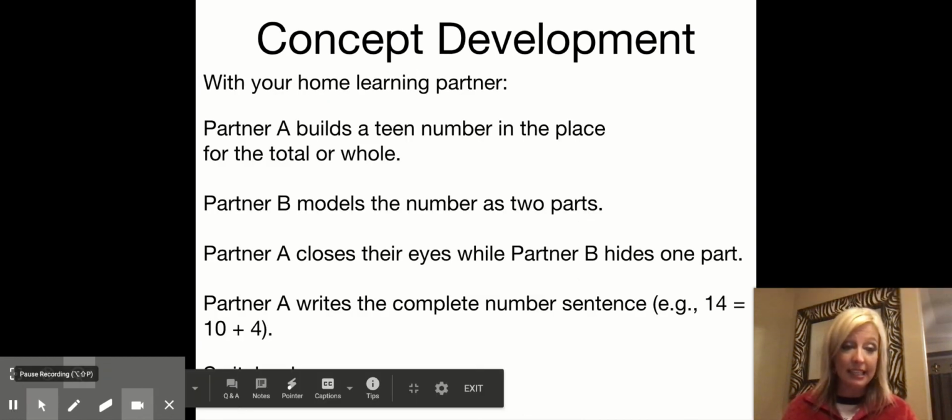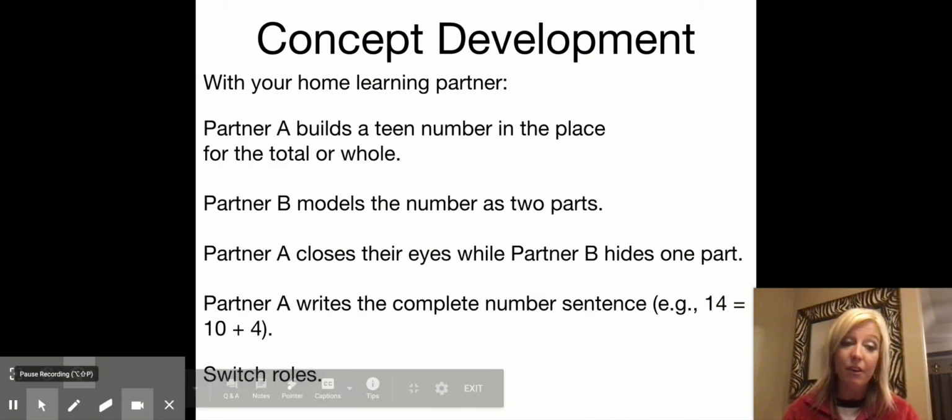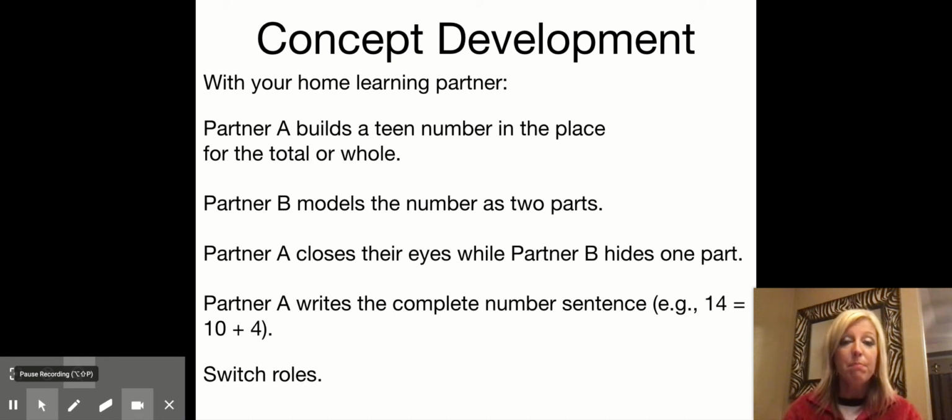Now you guessed it, it's time to play a game with your home learning partner. Partner A builds a teen number in the place of the total or the whole. So you'll still need your number bond. So one person will put a number up there. We just did the number 15, okay? So your person may pick the number, let's say 14. So they'll put 14 in the whole part of their number bond.